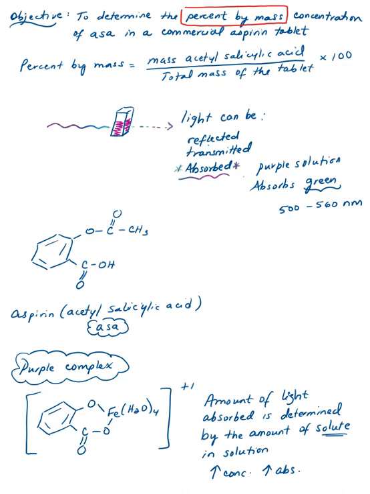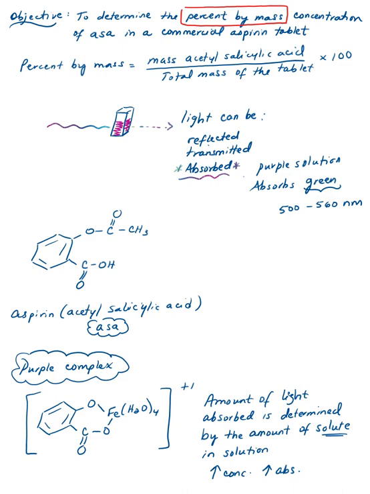The absorbance is going to be measured using the spectrophotometer. A light will be passed through the cuvette containing the solution. The solution will be purple. So the light that is passing through can be reflected, transmitted, or absorbed. The amount of light that is absorbed is the one that we're actually recording.